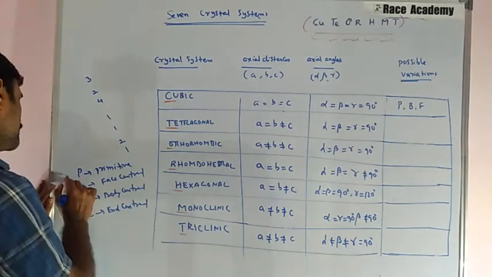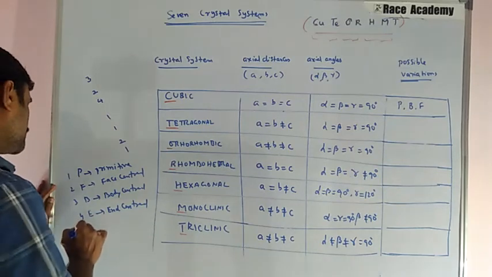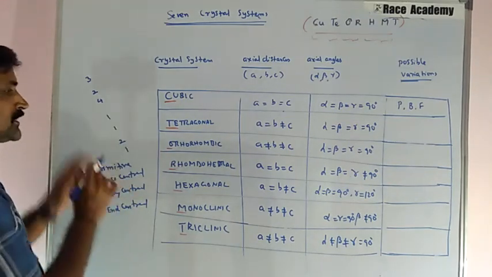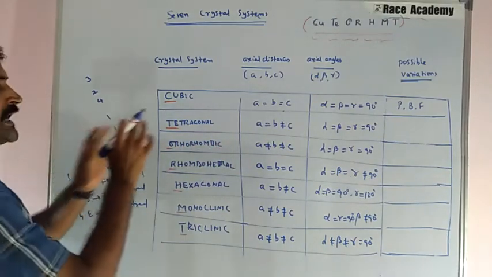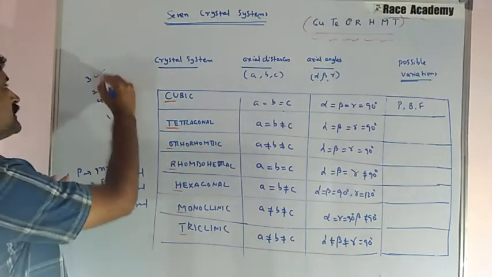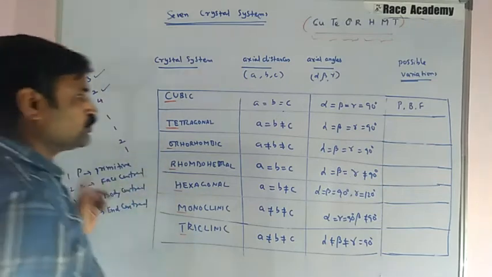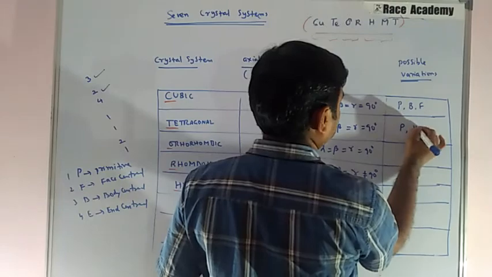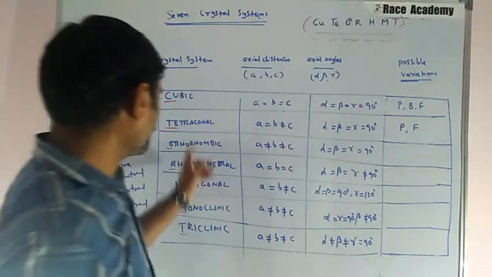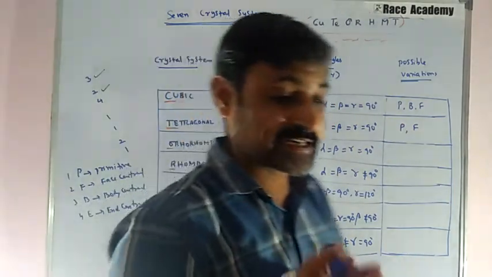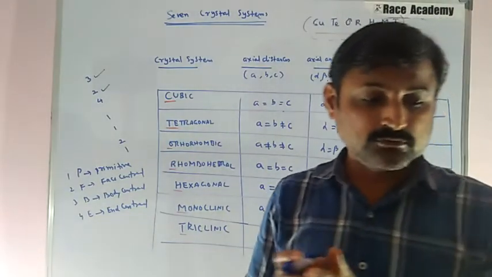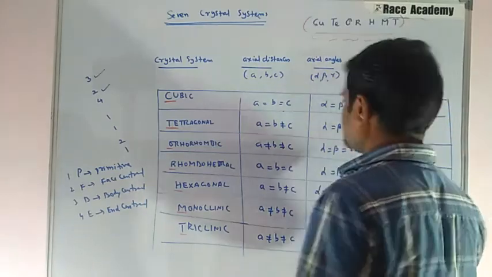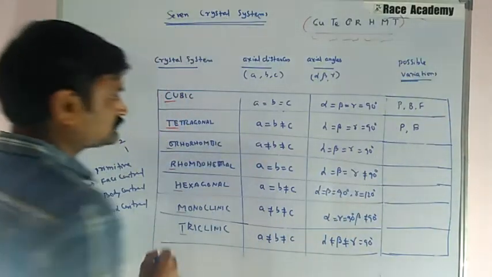So this is 1, this is 2, this is 3, this is 4. Four different kinds are there. All 4 are there in the fourth one, and 3 are there in the first one. This is the meaning. And 2 are there in the second. What are the 2? In this order only you have to write P and F. So you can see tetragonal in the textbook. In tetragonal we have primitive and body centered.